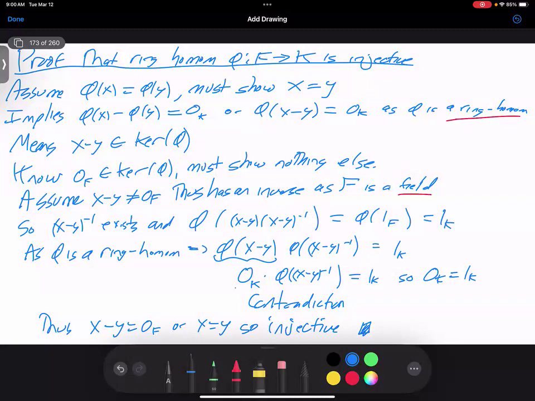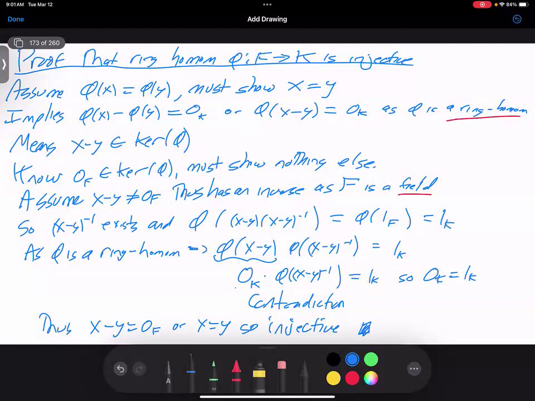Notice that we used the fact that F was a field. Where did we use that? We used that to say that x minus y has an inverse. So do you think this proof would work in Z mod 12Z? So you might be able to find an example of a ring homomorphism, maybe from some ring into Z mod 12Z, that is non-injective. And that would be a great exercise for you to do. That would probably be a great exam question.